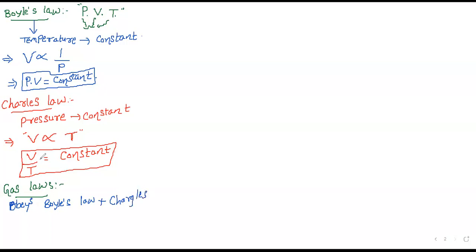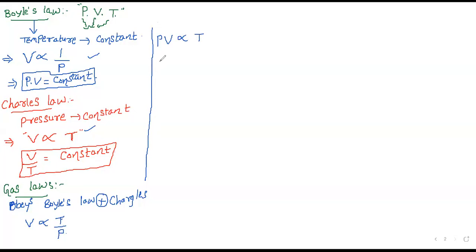So if I combine that now, you can tell volume is directly proportional to temperature divided by P. V is proportional to T, Charles' law. V is inversely proportional to P, that is Boyle's law. If I combine that, I am getting V is directly proportional to T divided by P. Or I can say pressure into volume is directly proportional to the temperature, that is T.